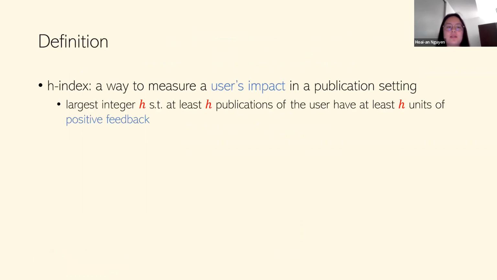The h-index is simply a way to measure a user's impact in a publication setting. More specifically, it's the largest integer h such that at least h publications of the user have at least h units of positive feedback.